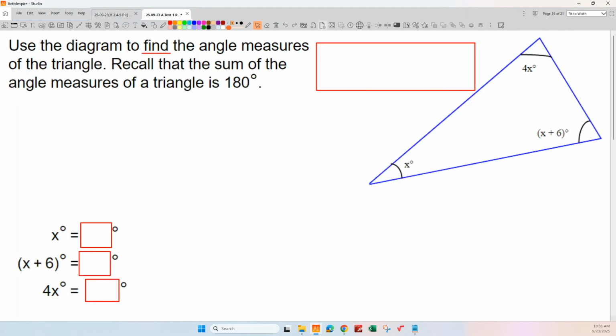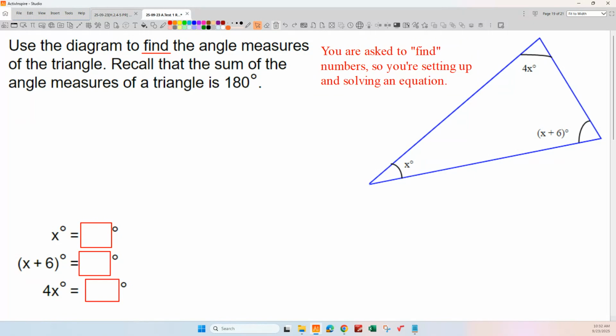Okay, compare that to this one. This says use the diagram to find the angle measures of the triangle. And it gives us a hint. Recall that the sum of the angle measures of a triangle, they all add up to 180. So this time they're telling me to find something. So I'm going to have an equation here because I have to solve. I got to find values. Agreed? So I know I've got to come up with an equation.